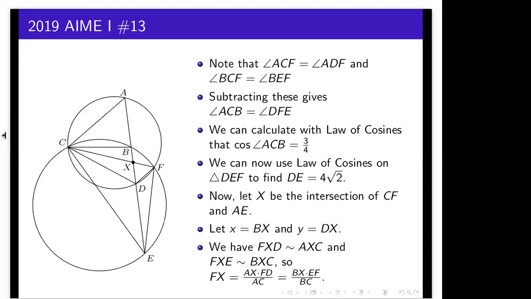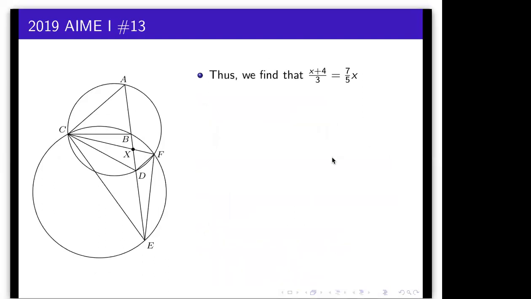So if we just plug in the values that we know into that bottom equation, what does that give? So we have AX is x plus 4, FD is 2, and AC is 6, and BX is x, EF is 7, and BC is 5. Right, so we can plug in all those values and we get this nice equation in terms of x. Then we can solve for x, and we get x is 5/4.